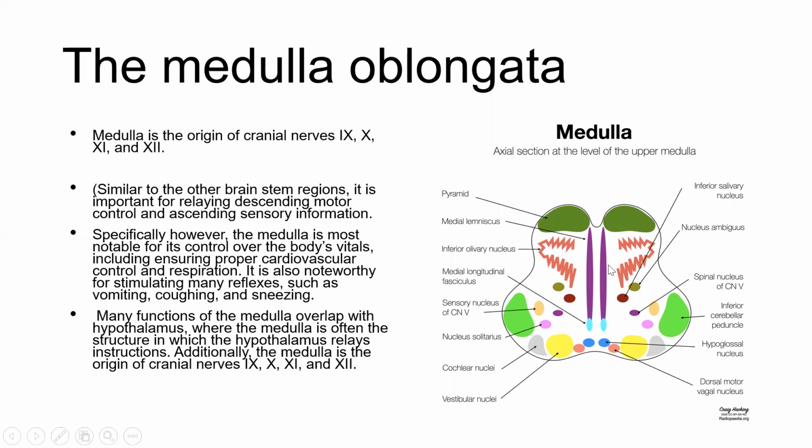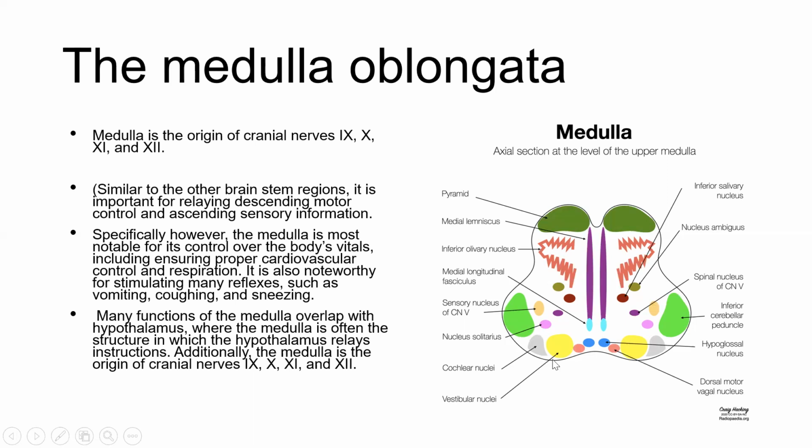You can see over here, this is the medulla. These are the pyramids over here. Can you see them? This is the medial lemniscus over here. This is the inferior olivary nucleus. Again, this is the medial longitudinal fasciculus over here. Can you see, this is in the turquoise color? This is the sensory nucleus of cranial nerve 5, and this is the nucleus solitarius.